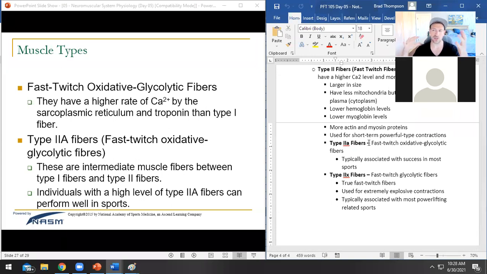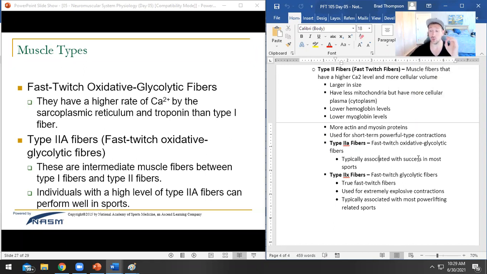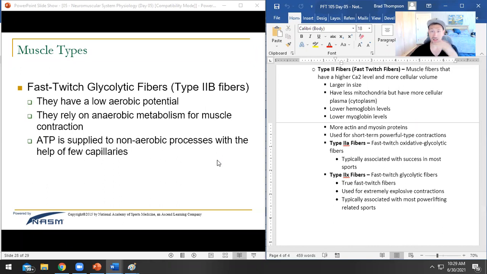So generally we associate type 2A fibers with most of the sports that we're most familiar with: basketball, football, baseball, things like that. They're explosive, they're very strong, but they have a little bit of endurance versus your type 2X fibers, which are truly, very explosive, and then they need a 500-year nap afterwards, right? True fast twitch fibers, extremely explosive. These are most associated with things like powerlifting, Olympic sprinters.